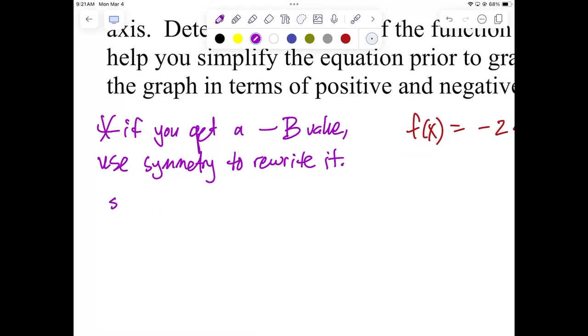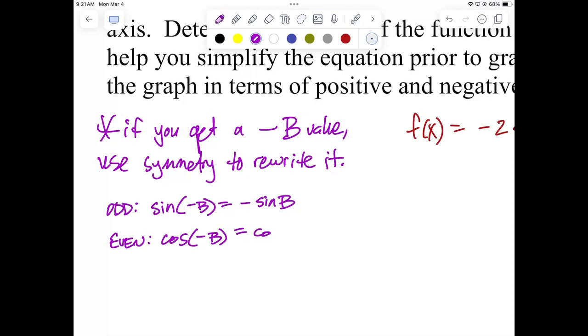Remember, sine is an odd function. And for an odd function, we can say that sine of negative b is the opposite of sine of positive b. So what do we do with the negative b value? We don't forget about it. We pull it out front, right? And if you ever see cosine, cosine is an even function, remember? Cosine of negative b is the same thing as cosine of positive b. So we have a way to get rid of the negative b value before we graph it. If it's a sine function, we pull it out front. If it's a cosine function, we just forget about it.